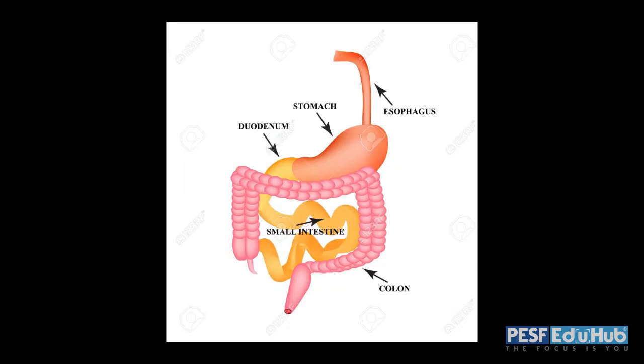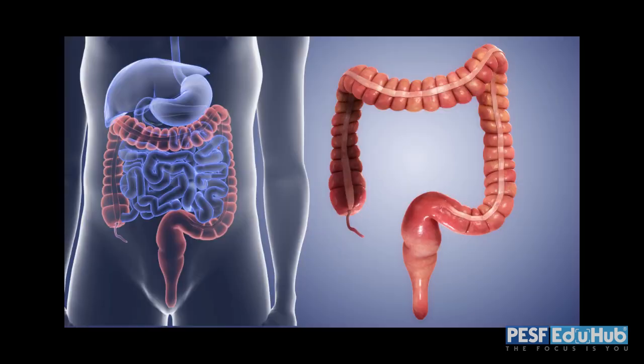The mouth leads to the esophagus, the esophagus leads to the stomach, the stomach opens into the duodenum, the duodenum into other parts of the small intestine, then the large intestine, rectum, anus. So this is the stomach. The stomach contains gastric glands. Gastric glands secrete gastric juice. Gastric juice contains pepsin and hydrochloric acid. Both of them assist digestion.